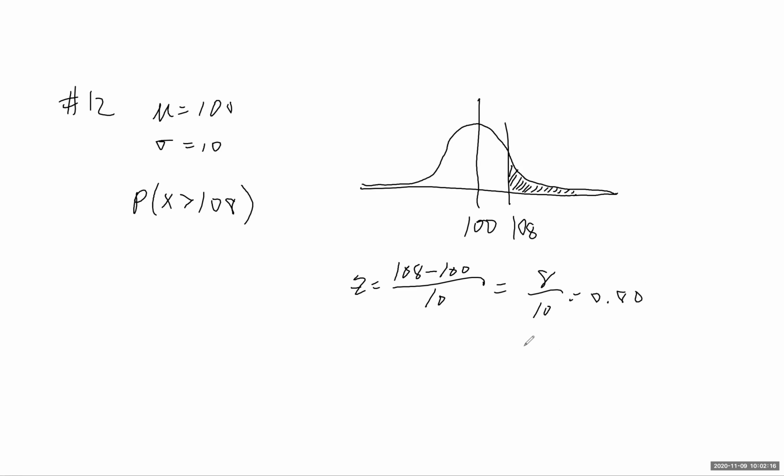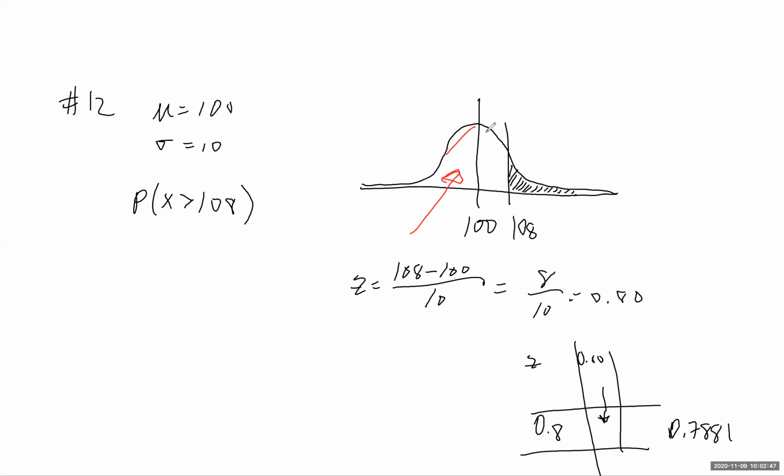0.80. In my chart, I come down to the 0.8 row and look for the 0.00 column. And that is the value I'm looking for. Let me check my chart out here. 0.80, I get 0.7881. Now keep in mind, that is this side of the curve.